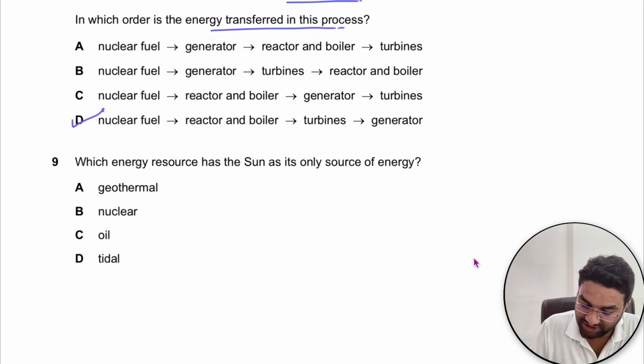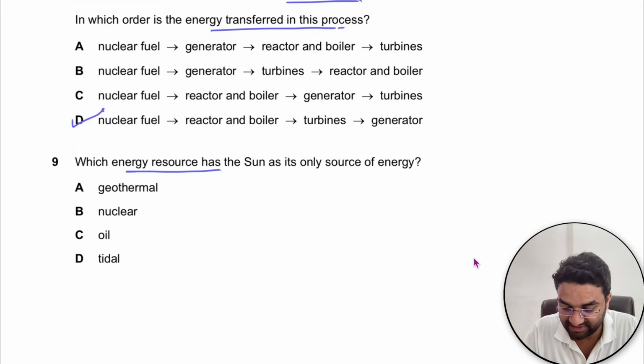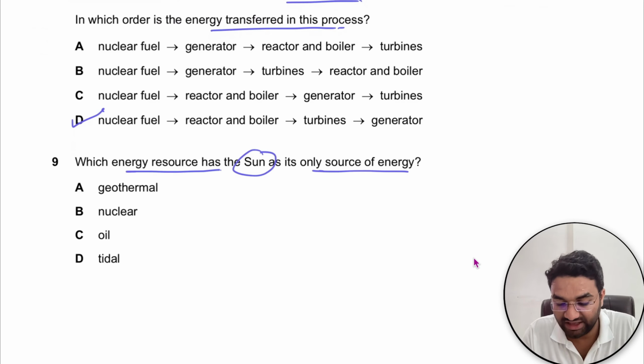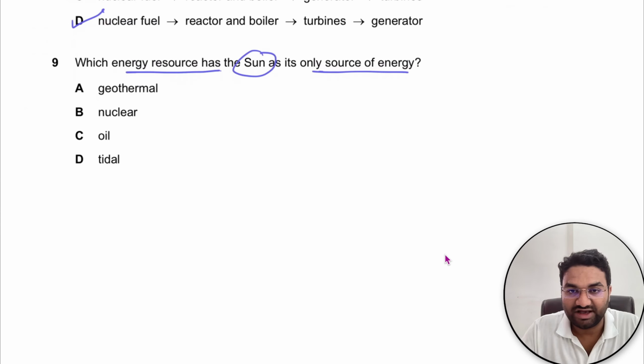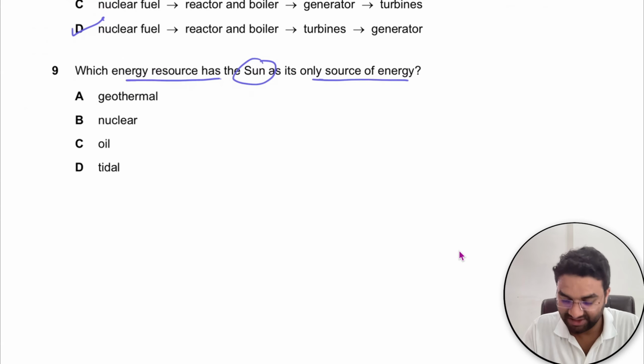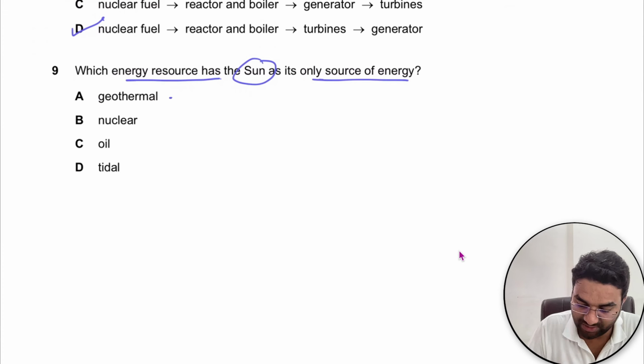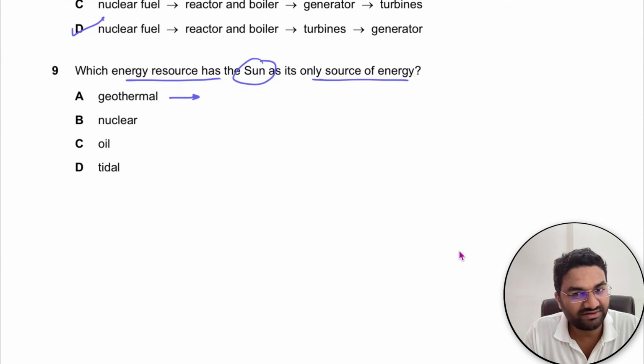Then the next one: which energy resource has the sun as its only source of energy? If you look at all the energy resources, geothermal we obtain from the earth. When the core comes in contact with the water, the steam comes out.